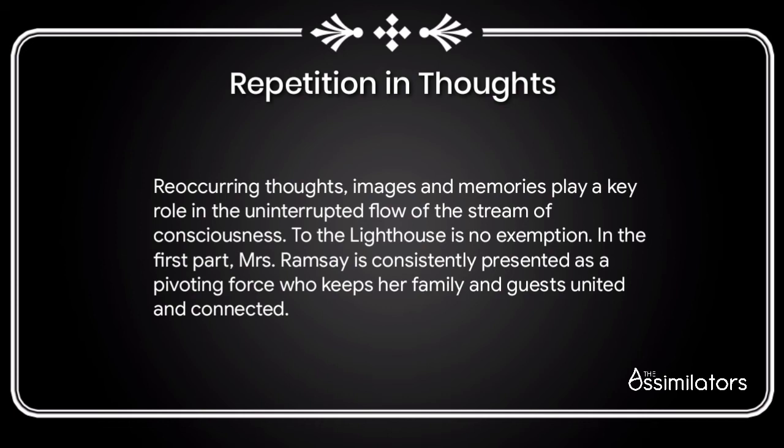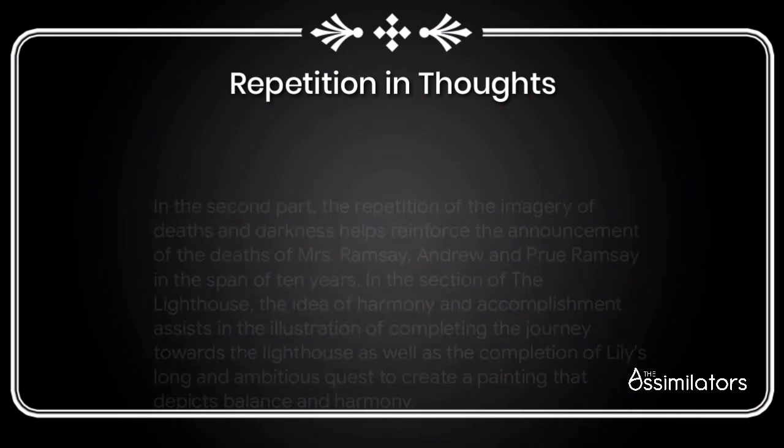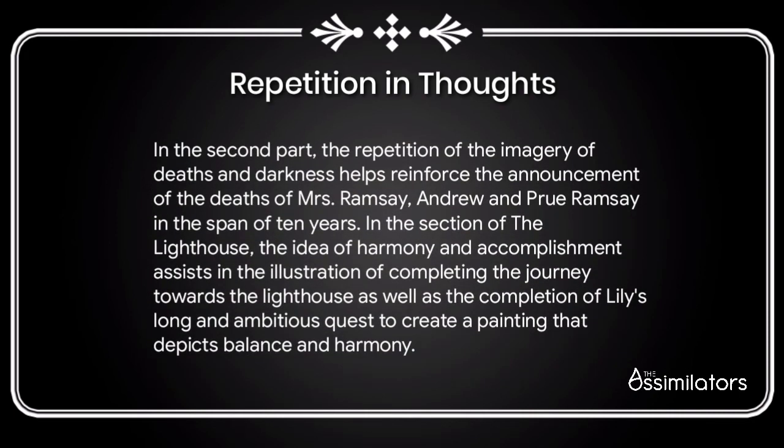Repetition in thoughts. Recurring thoughts, images, and memories play a key role in the uninterrupted flow of the stream of consciousness. Mrs. Ramsay is consistently presented as a pivoting force who keeps her family and guests united and connected. In the second part, the repetition of the imagery of death and darkness helps reinforce the announcement of the deaths of Mrs. Ramsay, Andrew, and Prue Ramsay in the span of 10 years. In The Lighthouse section, the idea of harmony and accomplishment assists in the illustration of completing the journey towards the lighthouse as well as the completion of Lily's long and ambitious quest to create a painting that depicts balance and harmony.